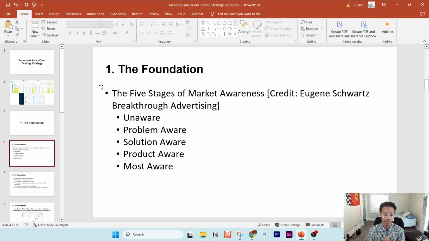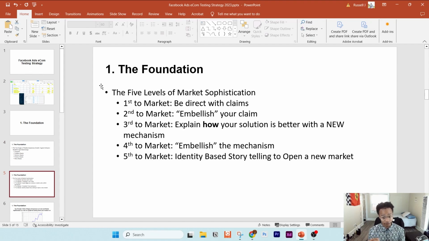And why I'm bringing this up is that your ad needs to serve to the level of the market that it is at. If you're serving a most aware ad to an unaware market, it's not going to work. I can tell you from firsthand experience, it will not work. So when it comes to your ad creative, you should keep this in mind. Another thing that you can use to gauge your market levels and where your market's at is something called market sophistication. So this is going to be essentially how saturated the market is, right?